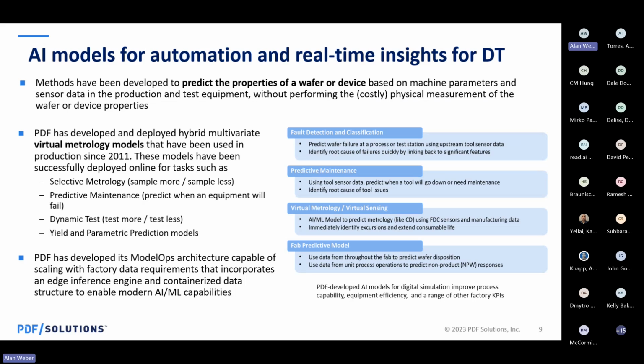And yield prediction models, of course, are very important in understanding what sort of material you need to release into a line to meet the actual customer commitments. And so all of these things depend on, or can leverage, a good predictive capability in this virtual metrology area. And it's the ModelOps architecture that we have now to actually develop those models, deploy them, and manage the plethora of them that exist.